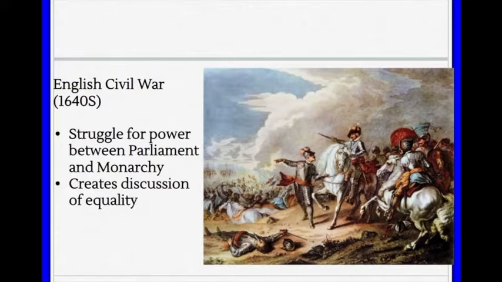But the English Civil War creates a discussion of liberty and authority. What did it mean to be a free Englishman? It creates a discussion of equality. And this discussion of equality will influence the colonists. There was even talk of a written constitution at the time.